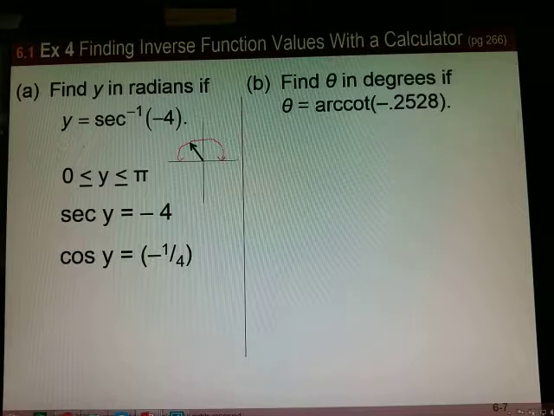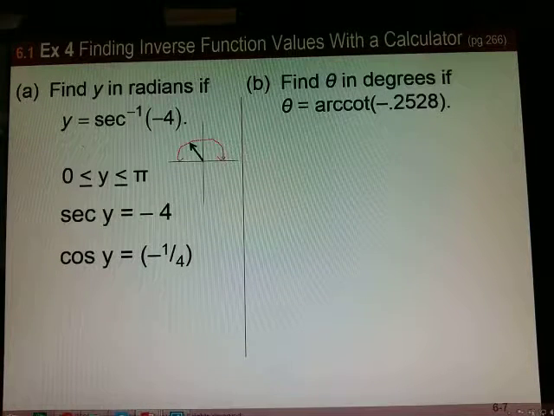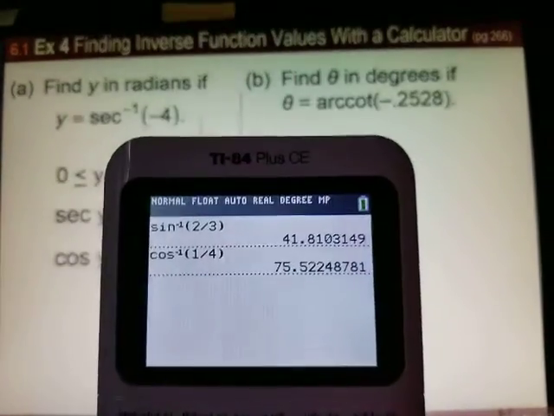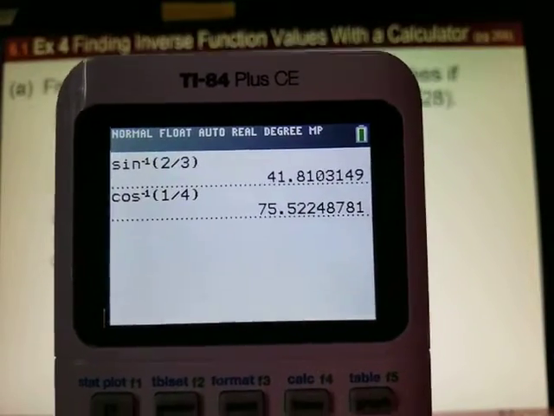Now, when you want to get your reference angle, what you will end up doing is taking the inverse cosine of +1/4. Whenever you want the reference angle, you'll just take the inverse of whichever trig function it is, but only of the positive values. So I would type in the inverse cosine of 1/4, and that will give me my reference angle. This is what it'll look like, inverse cosine of 1/4.